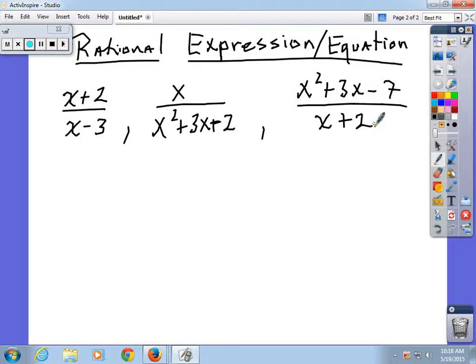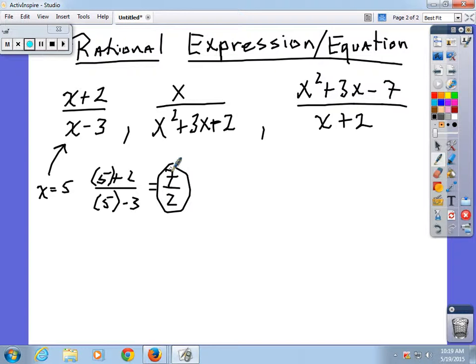Now, what do you do with these things? Well, you really can't do anything with these because they're already simplified. But if I said that x was 5, plug and chug, you get 5 plus 2 over 5 minus 3. And that'll give you 7 over what? So you can plug and chug. You can evaluate. That's about all you can do with these. In some cases you can cancel.